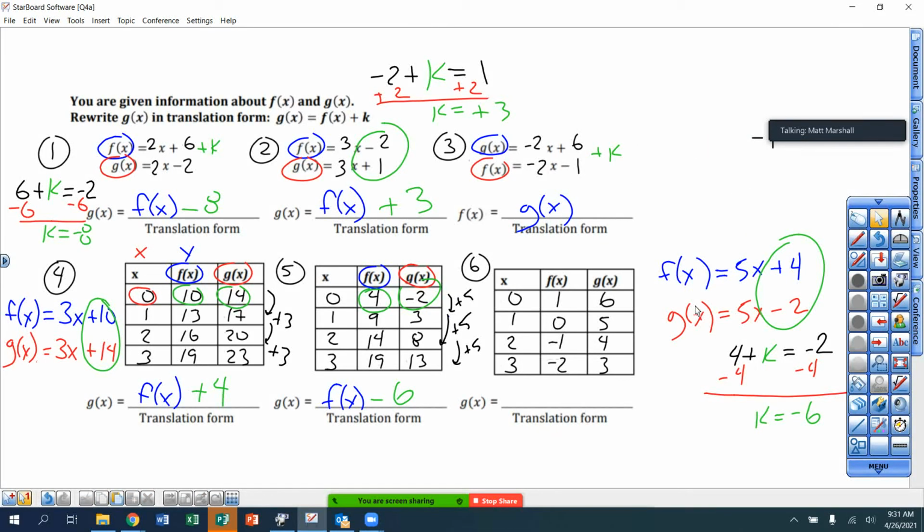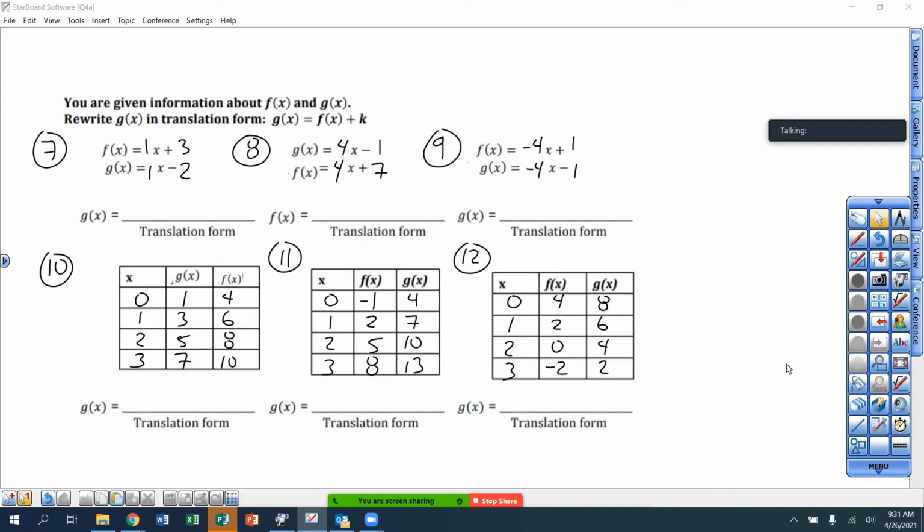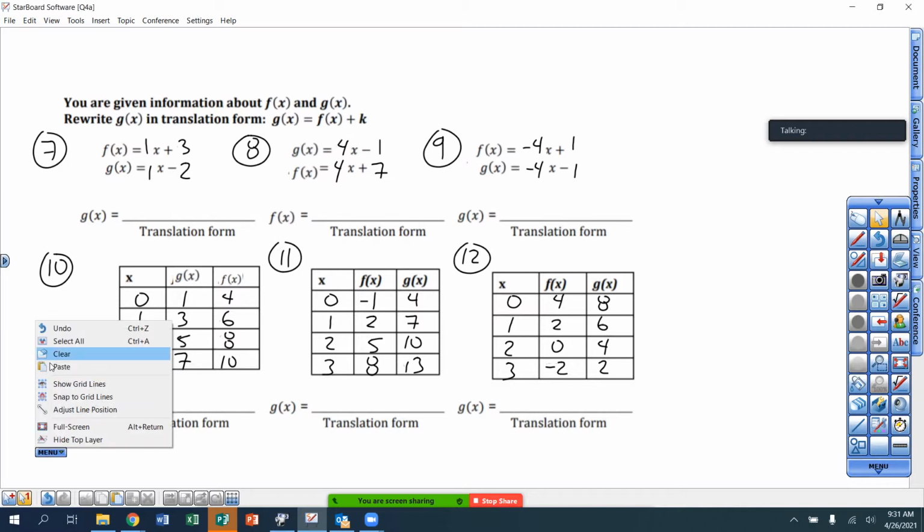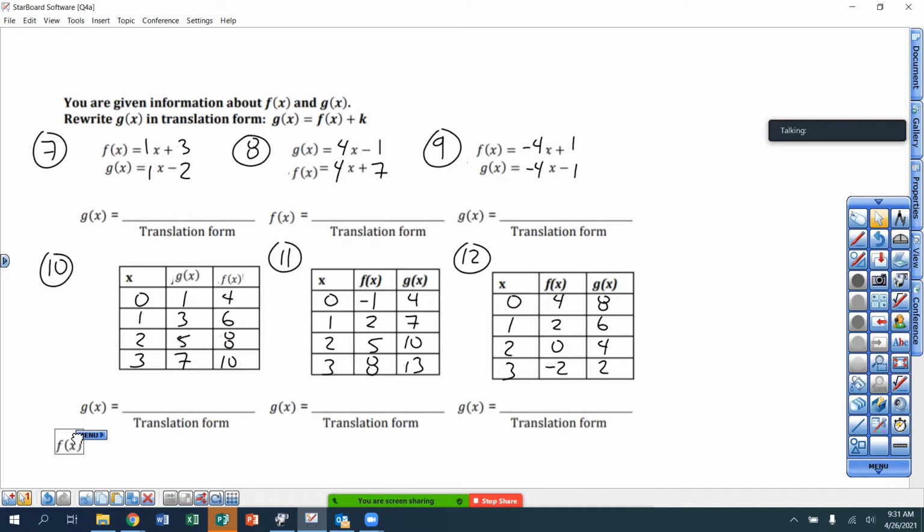All right, who's asking for me? I think it's the same thing on number 10. The way I wrote it? Yeah, translation form. Ooh, that's another one too. Huh? That should be different for number 10.